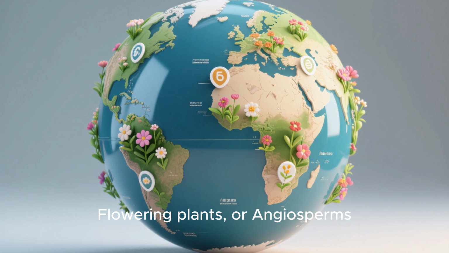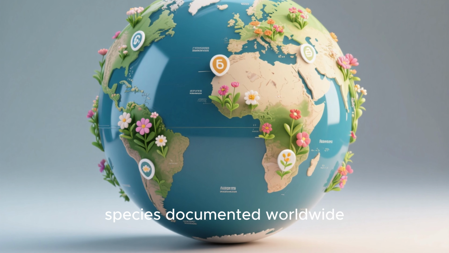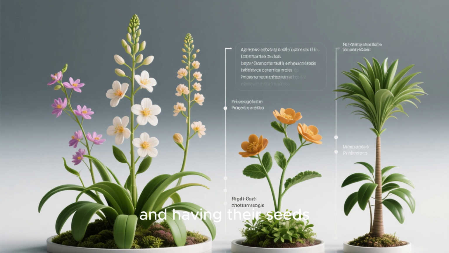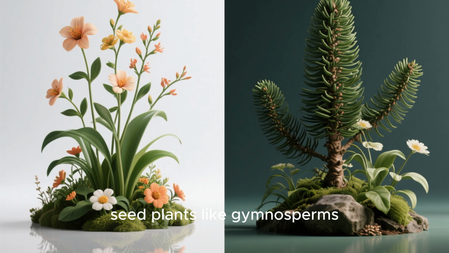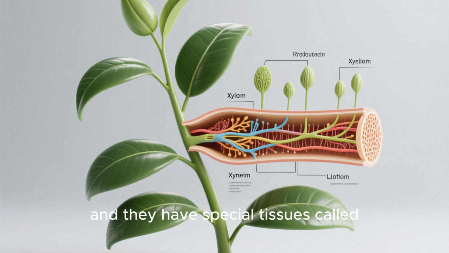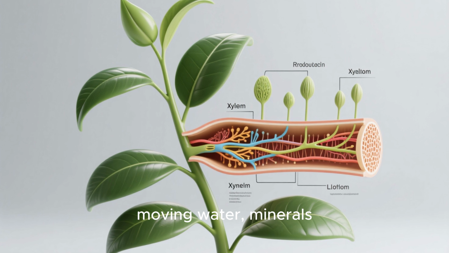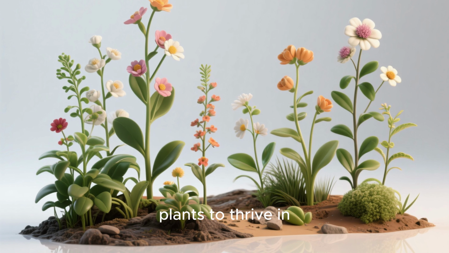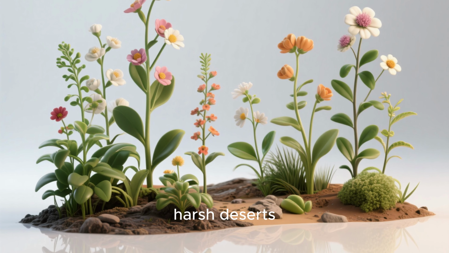Flowering plants, or angiosperms, are the largest group in the plant kingdom, with over 300,000 species documented worldwide. Their key feature is producing flowers and having their seeds enclosed within fruits. This is what sets them apart from other seed plants like gymnosperms. They can reproduce both sexually and asexually, and they have special tissues called xylem and phloem for efficiently moving water, minerals, and nutrients. These amazing adaptations have allowed flowering plants to thrive in almost every corner of the earth, from lush tropical rainforests to harsh deserts.